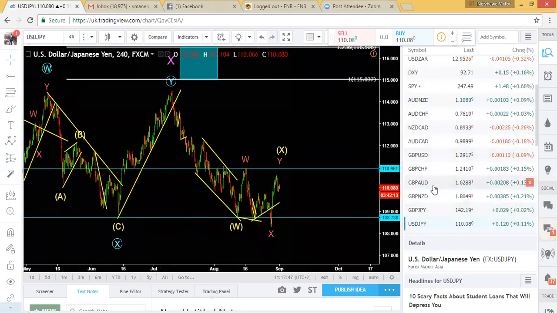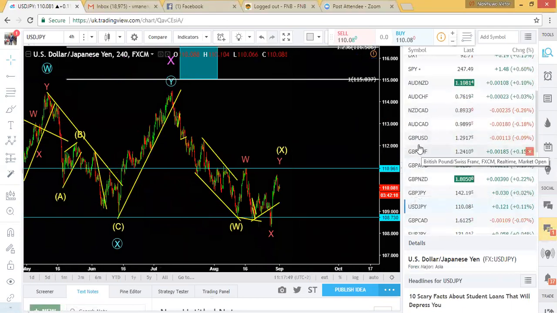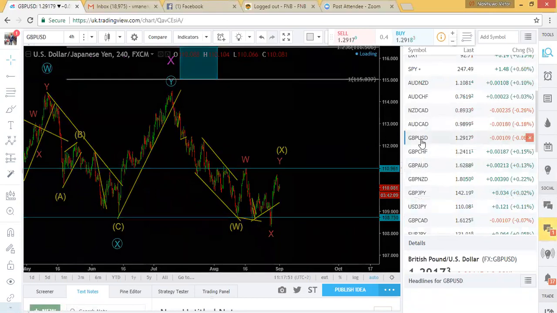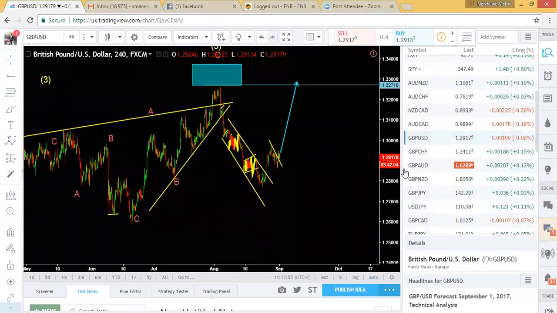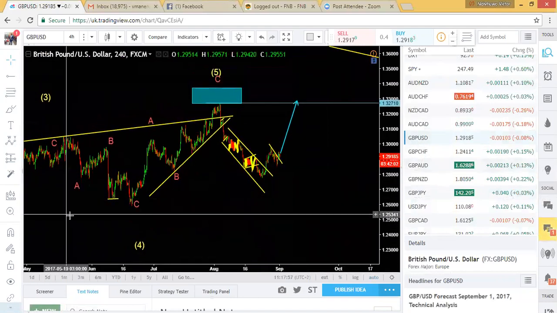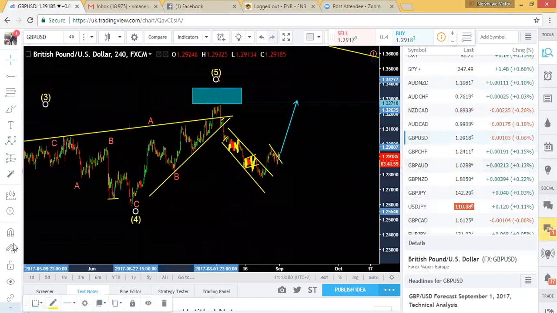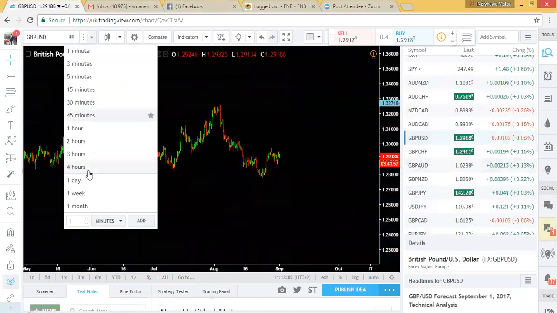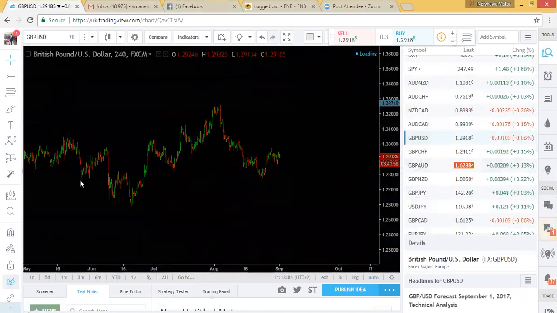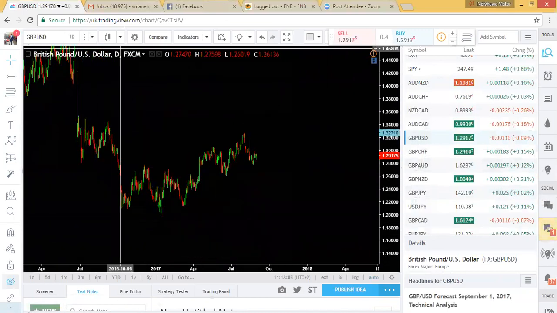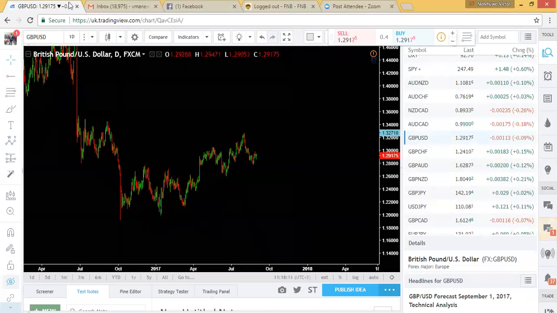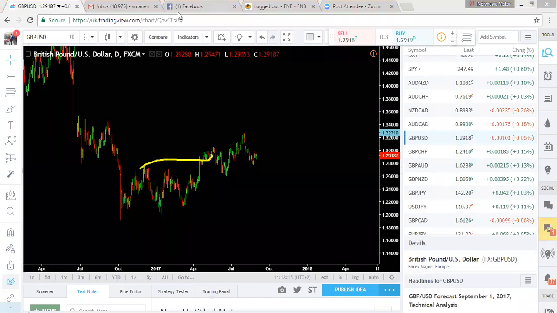Okay, we do two more. That will be GU and GBPJPY. Pound US dollar, we are still in the big triangle. Just to show you the triangle that we're looking at now here, the daily. So this is the triangle we're looking at here on pound. Not a triangle, actually, it's a leading diagonal.